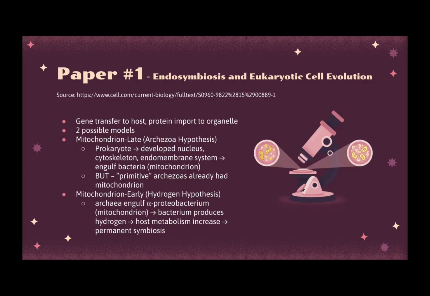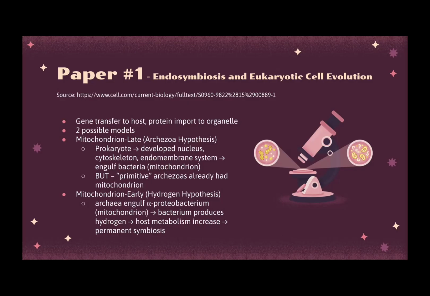So how does endosymbiosis work? This paper explains that first, genes of the organelles, which were once free-living organisms, get transferred to the host, meaning the prokaryotic cell that engulfed it, and proteins from the host are imported into the organelle, creating an exchange between them, and they later become symbiotic. And there are two possible models of how this occurred. There's the mitochondrial late model, and there's the mitochondrial early model.